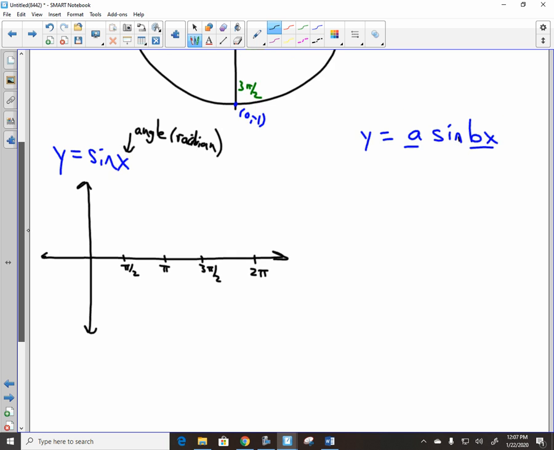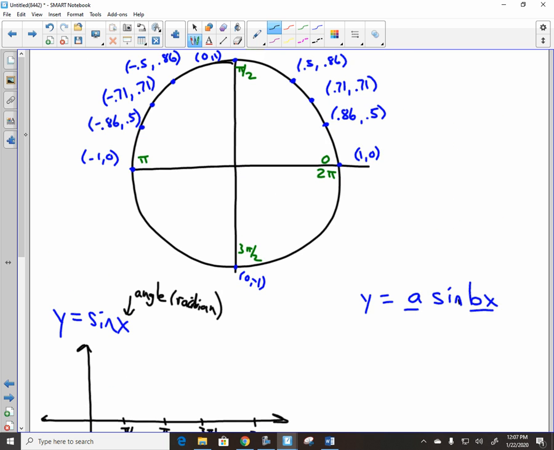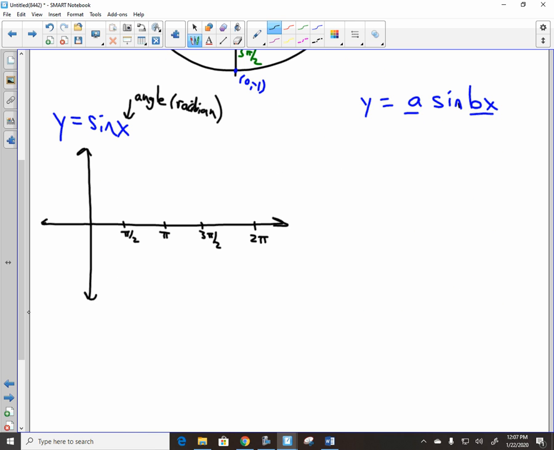And then as we look at that unit circle, what's the biggest value that y can ever be? 1. What's the lowest value that sine can ever be? -1. So it's going to go all the way up to 1. It's going to go all the way down to -1. So we're going to plug in an angle value for x, and then the output will be, for a sine, the y value.